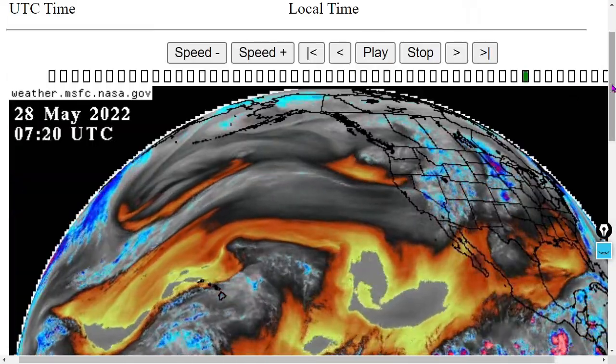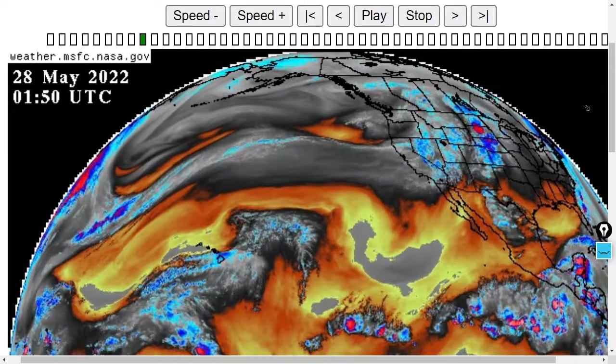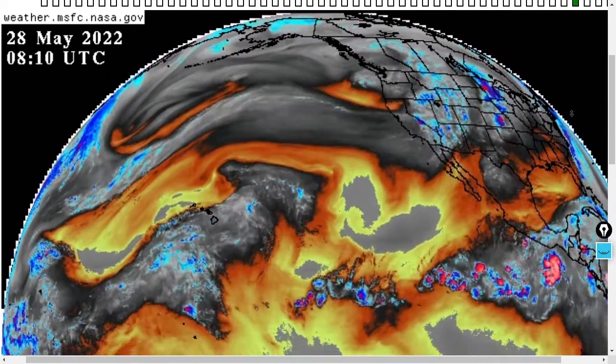Sorry about that. Here's the Pacific Ocean's water vapor environment.